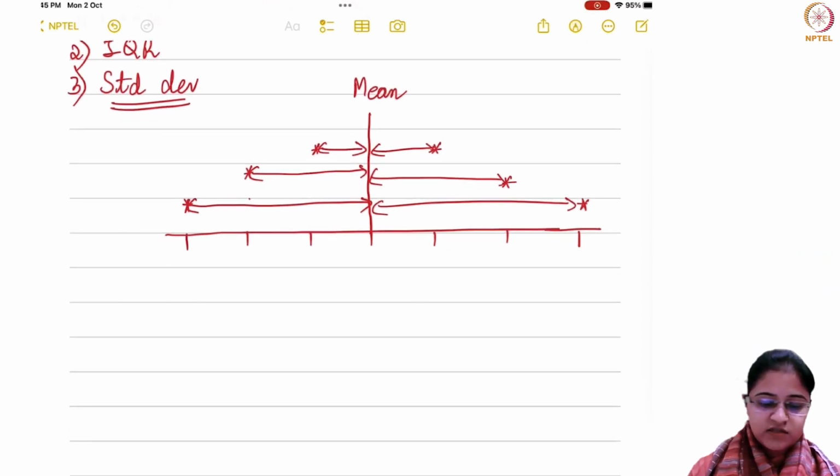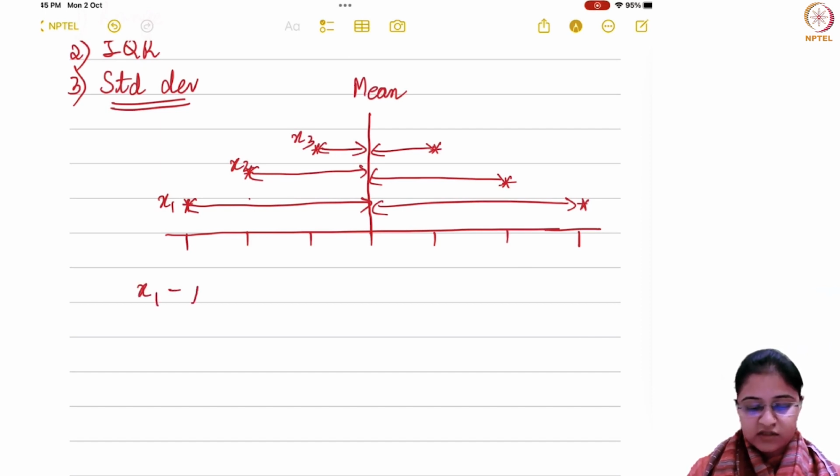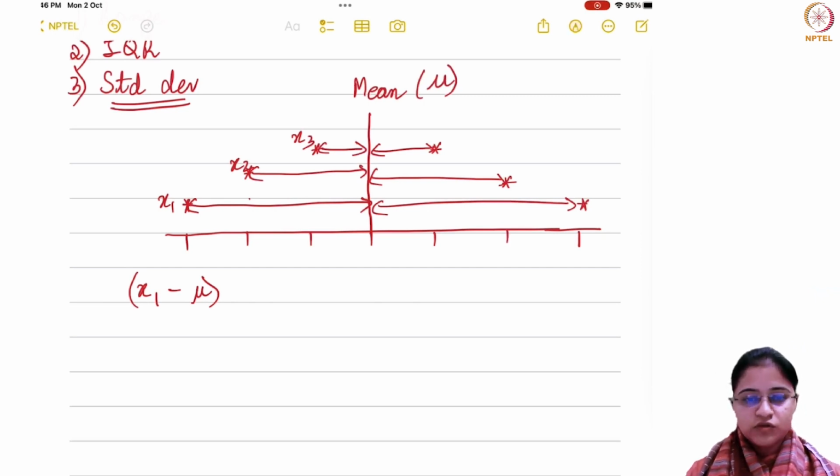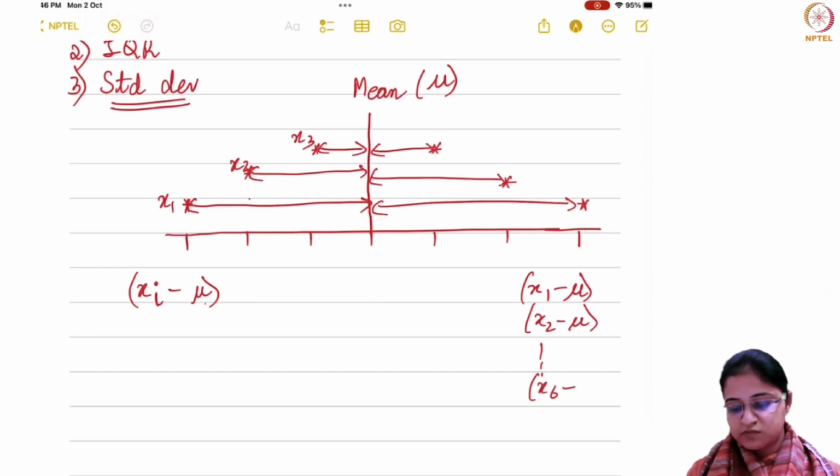So if these are xi's, suppose this is x1, x2, x3 and so on. So you are basically looking at the difference between these two. So mean we denote by mu. So we are looking at the distance between each observation and mu, which is basically I can write xi minus mu. Now if I just simply add these, x1 minus mu and x2 minus mu, and so on up till x6 minus mu, some of the terms might get cancelled because you will have some negative observations and positive observations.